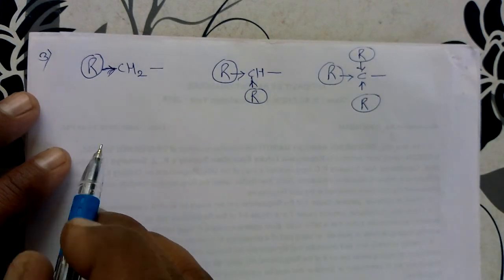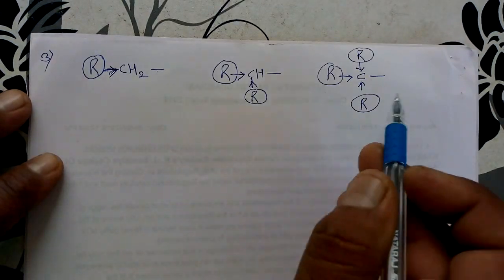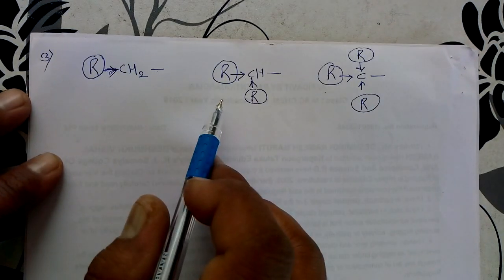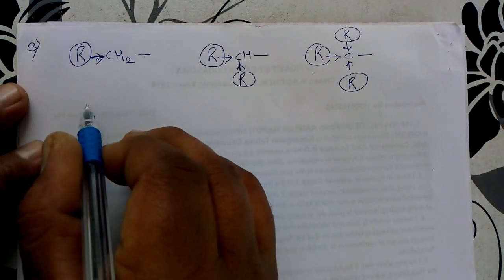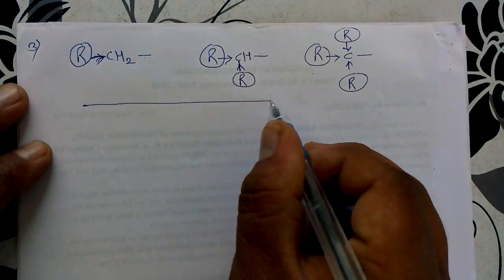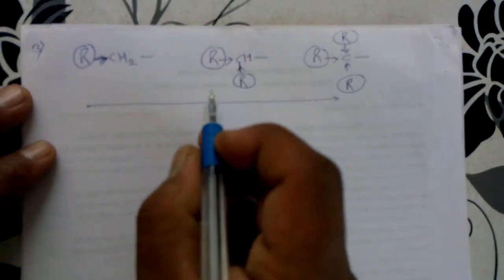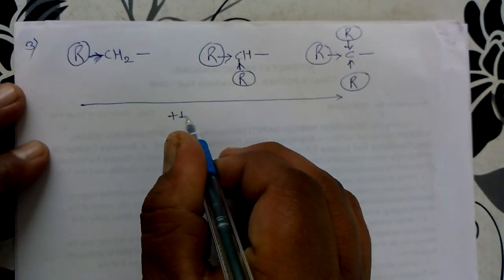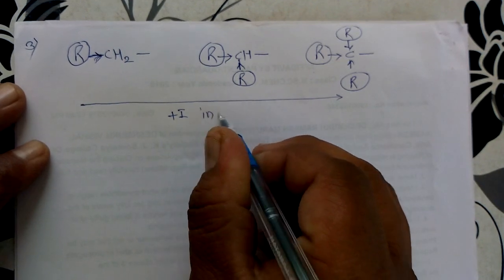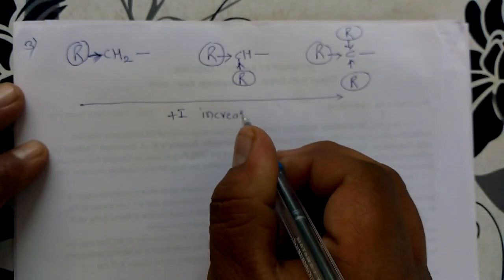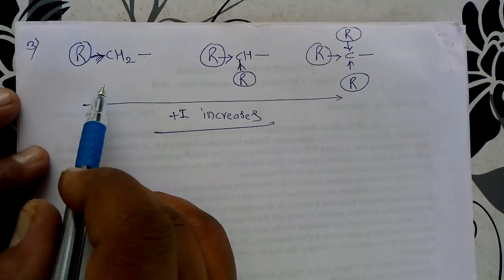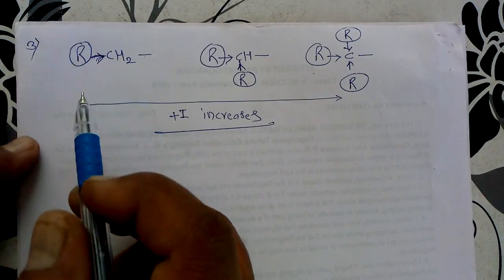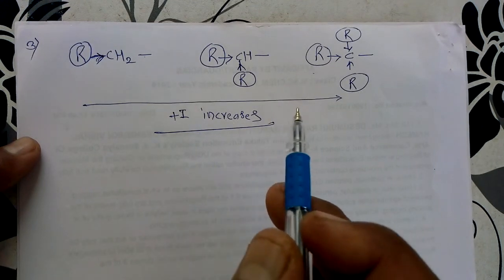So what happens if more and more alkyl groups are added to the given molecule? The plus I inductive effect increases. So this is the third factor: as the number of alkyl groups added in a given compound increases, it shows the more plus I inductive effect.